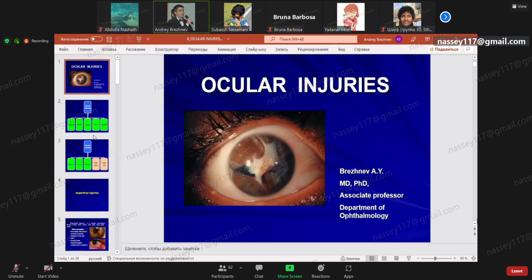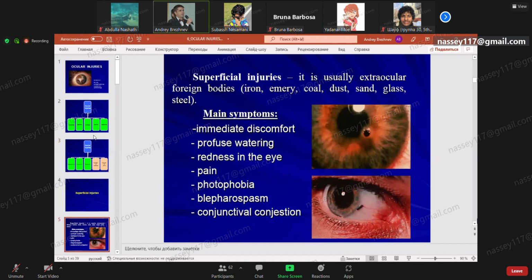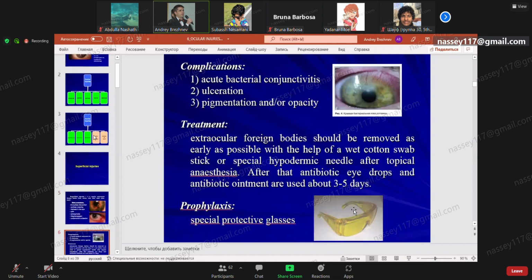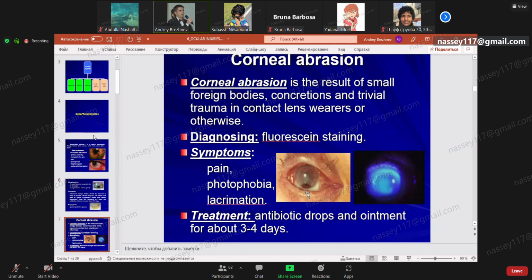So one more time, a few words about the classification. Here you see the photos. Do you see now? Yes, sir. Here you see photos of two patients with superficial foreign bodies, corneal foreign body and conjunctival foreign body. Then complications of the foreign bodies: conjunctivitis, ulceration, and pigmentation, and protective glasses, and corneal erosion. Here you see the fluorescein staining result of the use of this indicator.